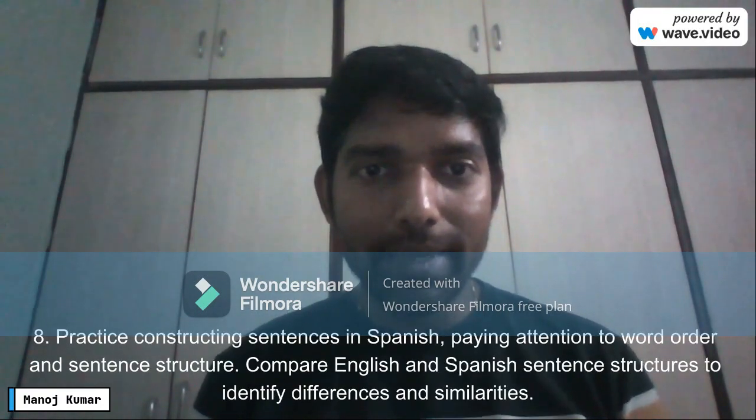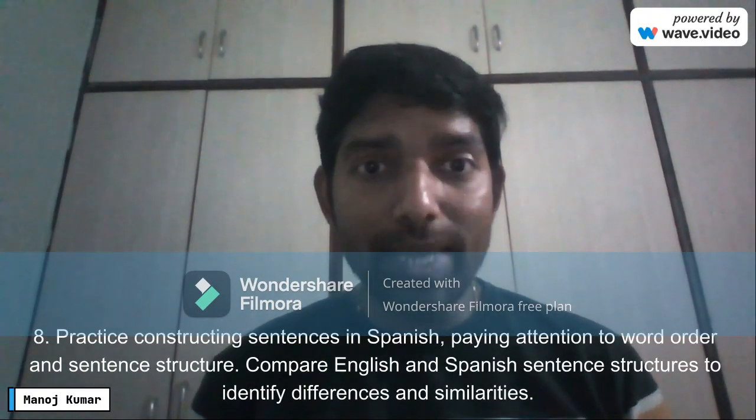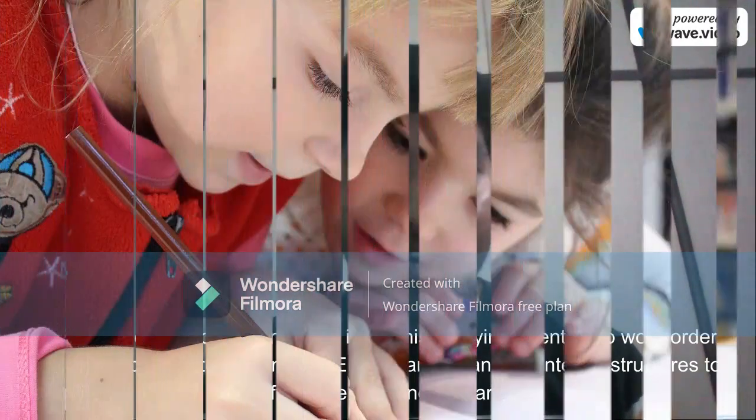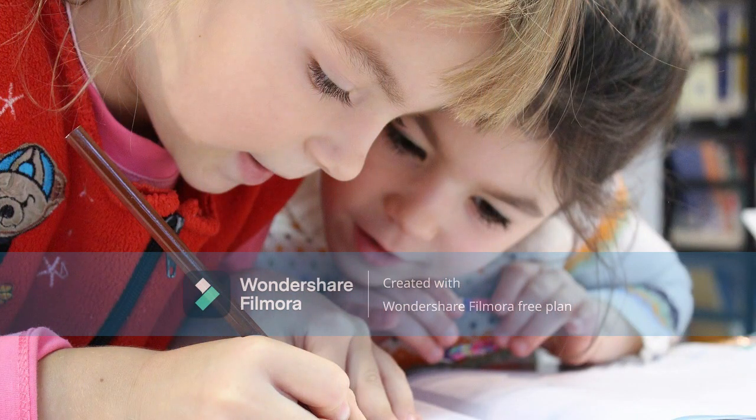Number eight, practice constructing Spanish sentences. Pay attention to the word order and sentence structure. Compare English and Spanish sentence structures to identify differences and similarities.